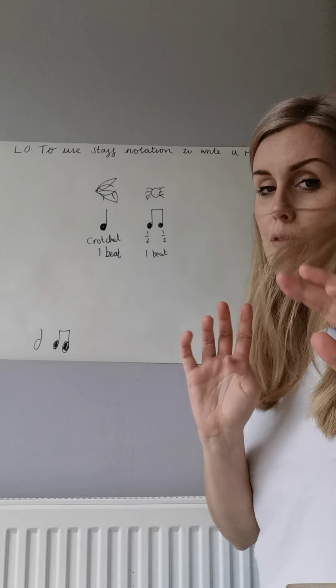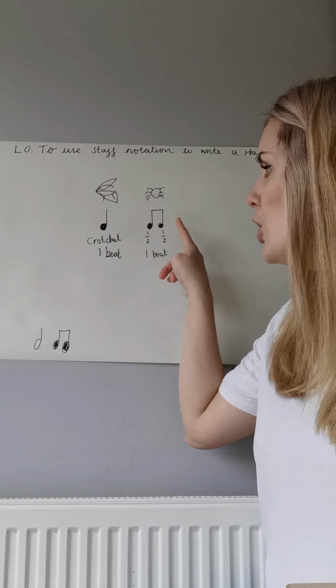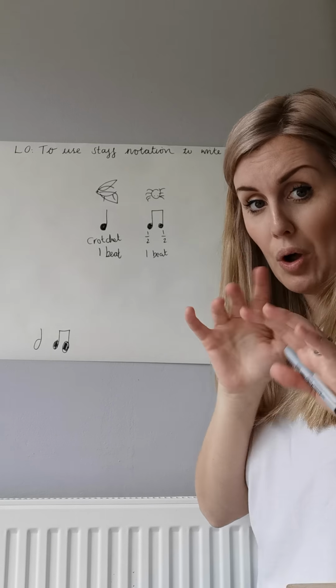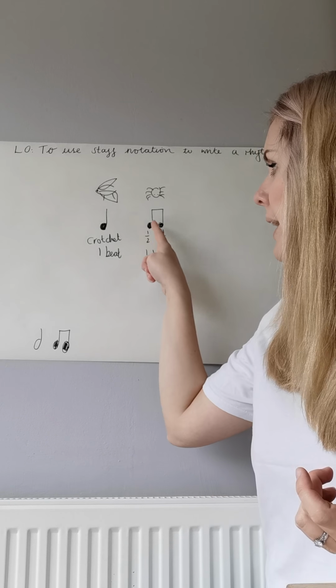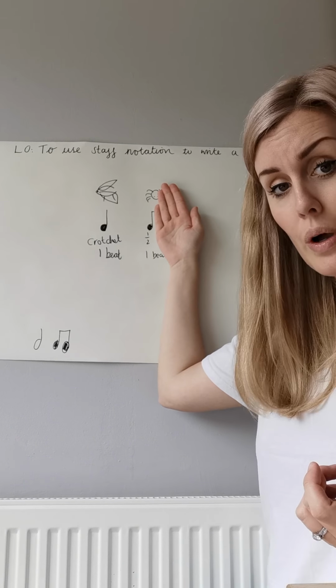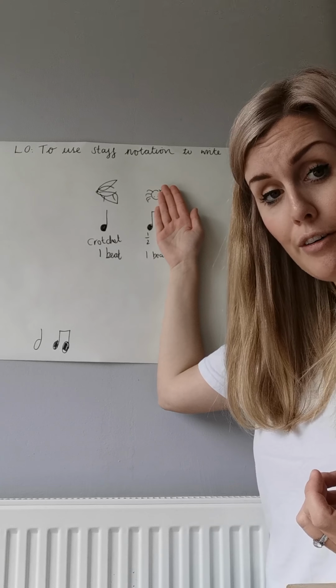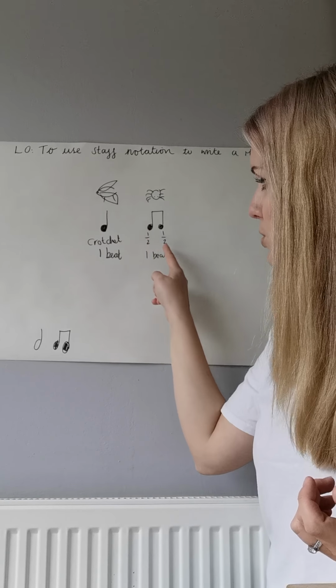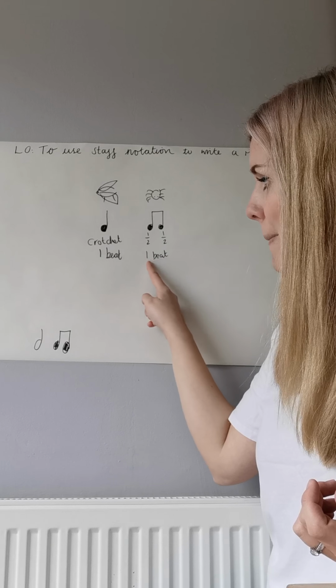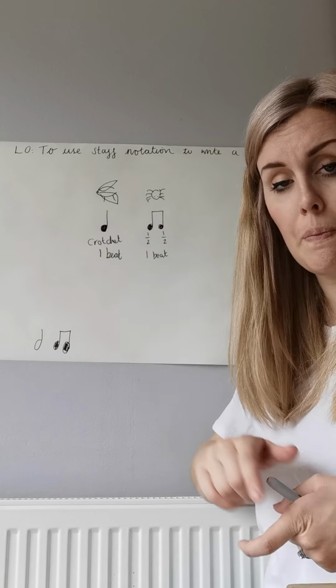So that's a bit of a misconception. That's two quavers there. That's not one note, that's two quavers. And so if we just had one quaver, that would be half a beat, but as we've got two quavers, that makes the same amount of beats as the crotchet does.